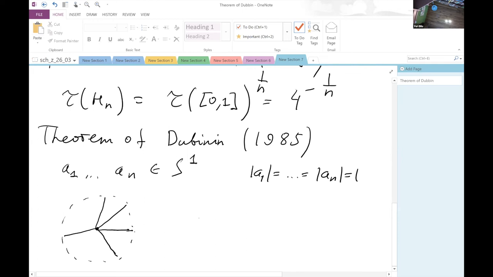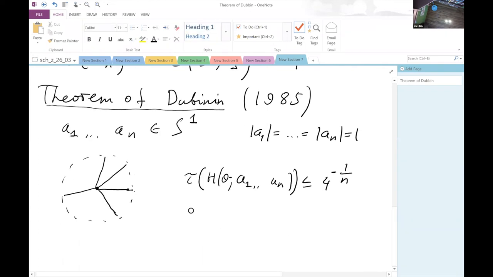5. And Dubinin's theorem tells that its transfinite diameter is always less or equal than the transfinite diameter of the regular one. So among all these n-hedgehogs with the vertices on the unit circle, the regular one has the biggest transfinite diameter. This is the theorem of Dubinin.